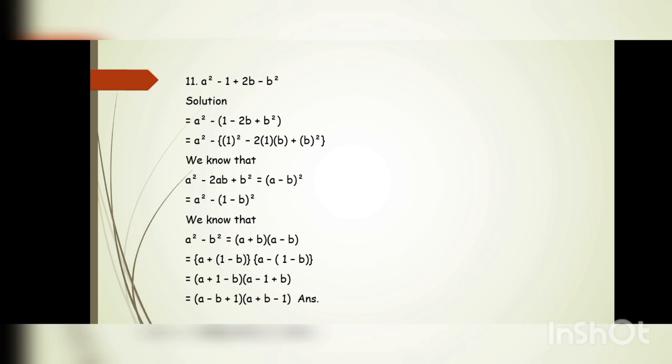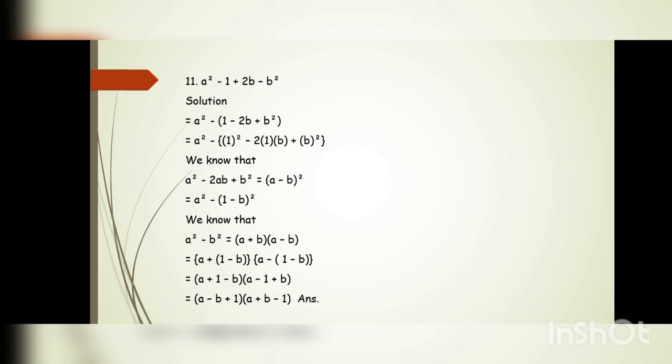Now we observe that we can apply the formula for the difference of two squares, and we have written this formula right here. Our a equals a here and b equals 1 − b. So we have written {a + (1 − b)}, and the second bracket {a − (1 − b)}. In the second last step we got rid of the curly bracket and wrote it in the round bracket only: (a + 1 − b), and the second bracket (a − 1 + b). In the last step we have just arranged these terms.